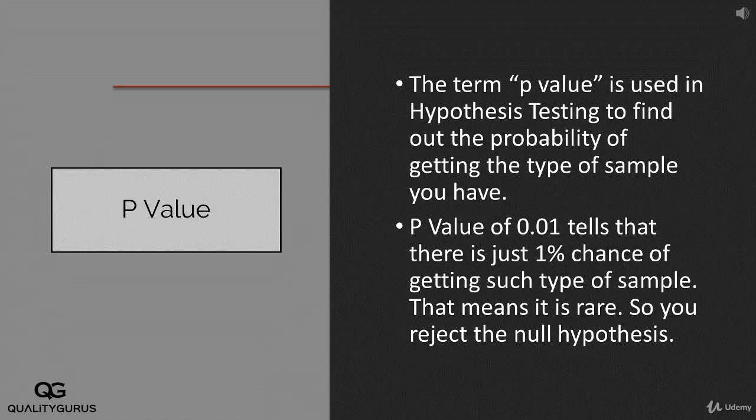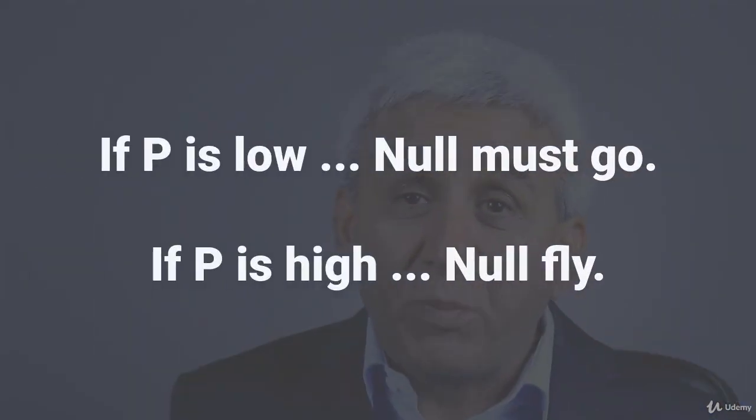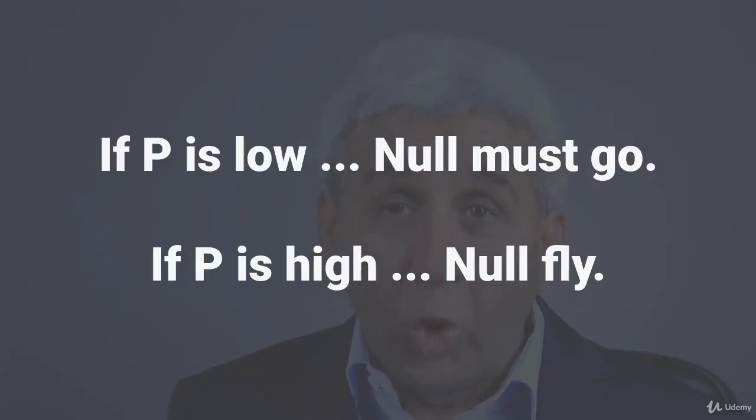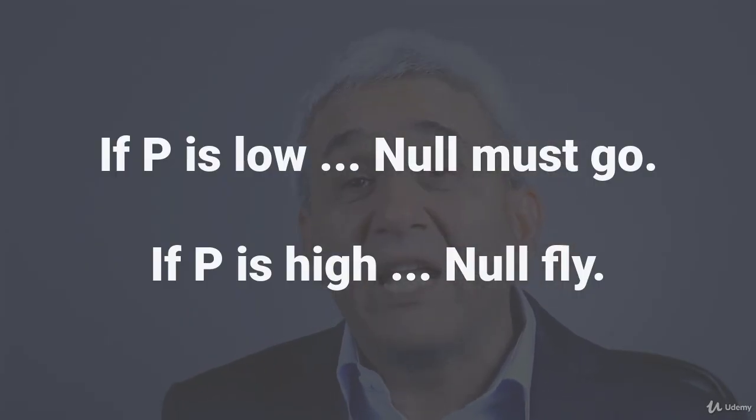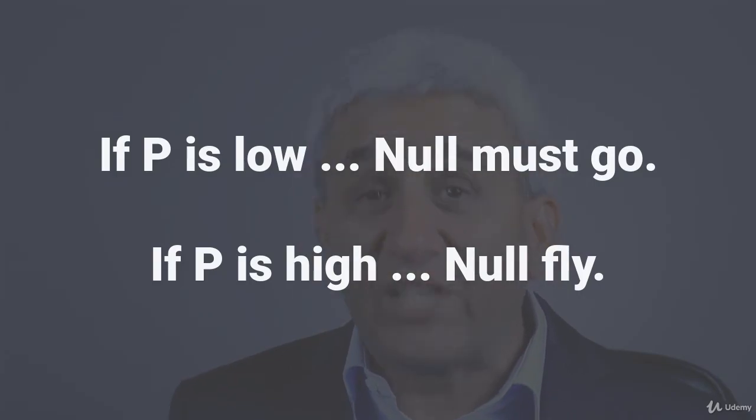In any hypothesis test, as we go further into this course, green belt, black belt, one thing you will see me saying a lot of times is: if p is low, the null must go. When I say the p-value is low, I mean the p-value is less than, let's say, 5%. Most of the time we put this ceiling at 5%. So if your p-value is less than 5% or 0.05, the null must go, the null hypothesis gets rejected.